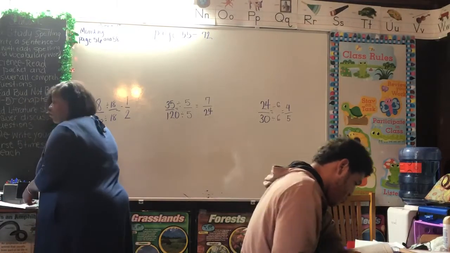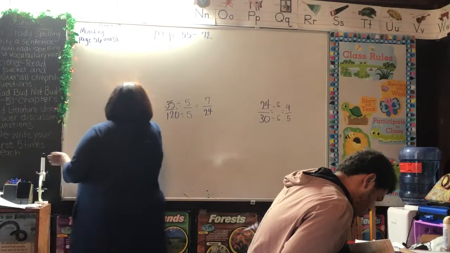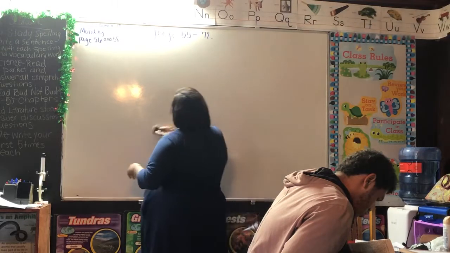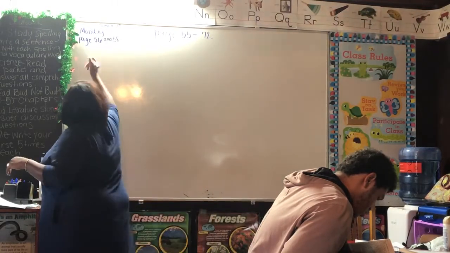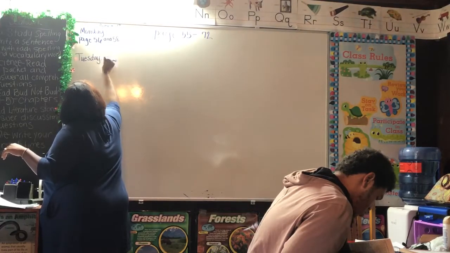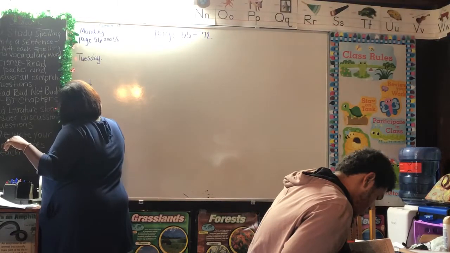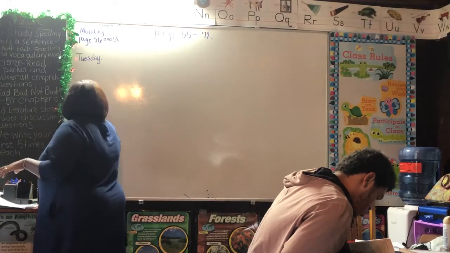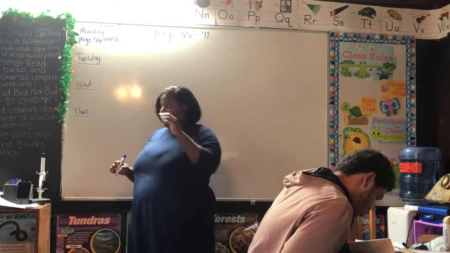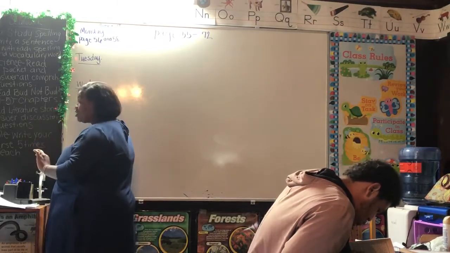I'm gonna work the whole entire front page of 57, okay? So now we're on page 57. Subtracting fractions. Very easy, people. All right? Very, very easy. All right? So you ready? I told you we were covering a lot of pages, okay?